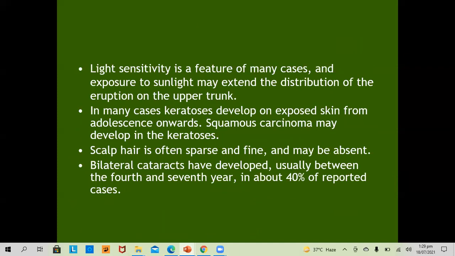Light sensitivity is a feature of many cases, and exposure to sunlight may extend the distribution of the eruption on the upper trunk. In many cases, keratosis develops on exposed skin from adolescence onwards. Squamous cell carcinoma may develop in the keratosis. Scalp hairs are often sparse and fine and may be absent. Bilateral cataracts have developed, usually between the 4th and 7th year, in about 40% of the reported cases.